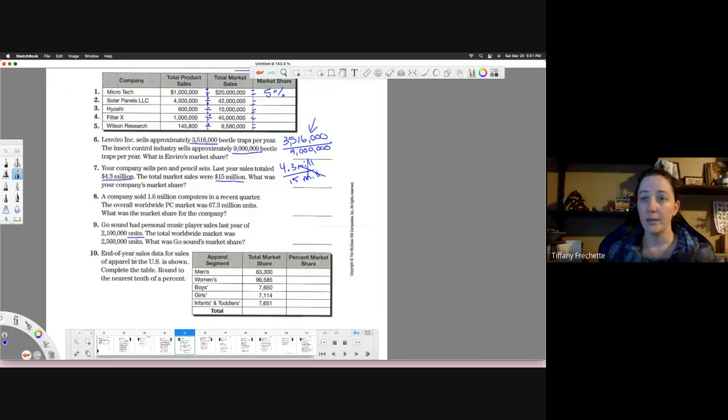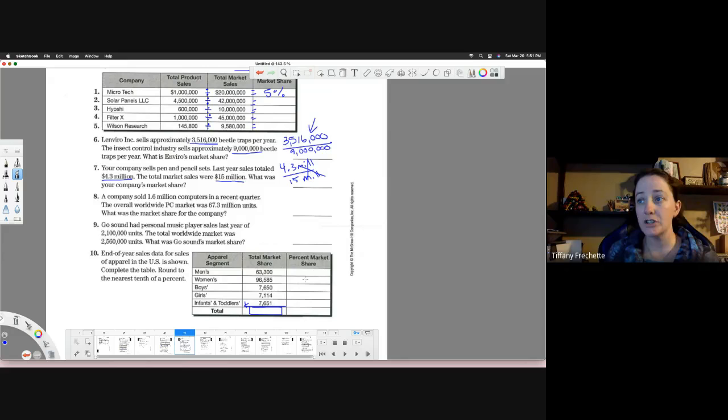Okay. Number 10. Year-end sales data for sales of apparel in the U.S. is shown. Complete the table, rounding to the nearest tenth of a percent. All right. So we have men's, women's, boys, girls, infants, and toddlers. They want you to total it because we need to know what the total market share is for everything. So we need to total this all the way down. We need to add everything in those columns so that we have a total sitting here.